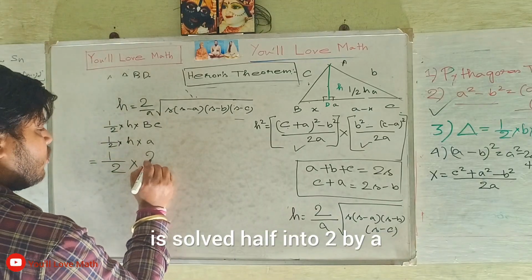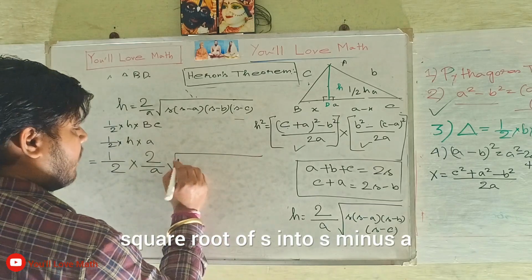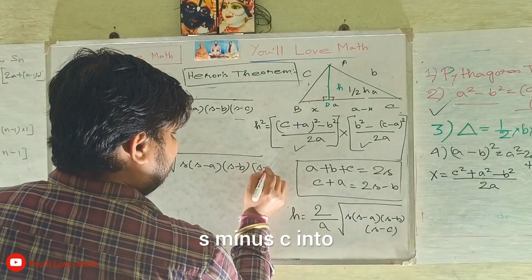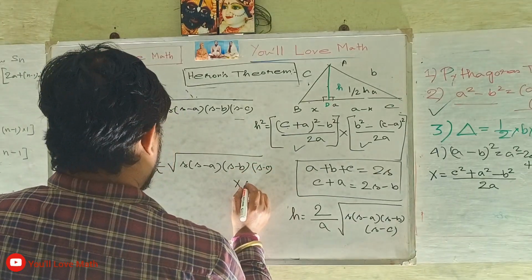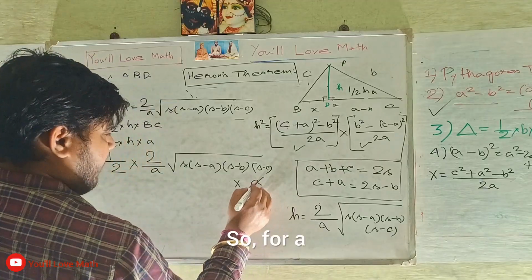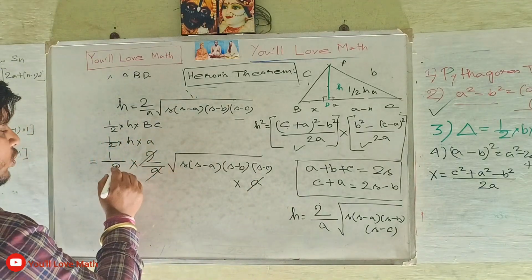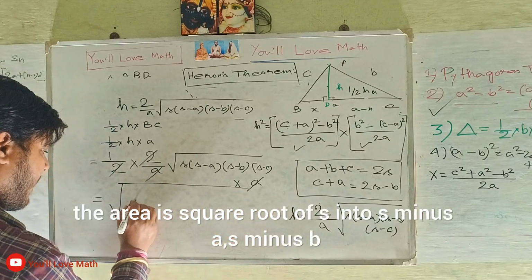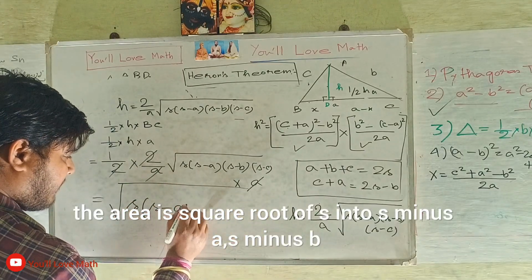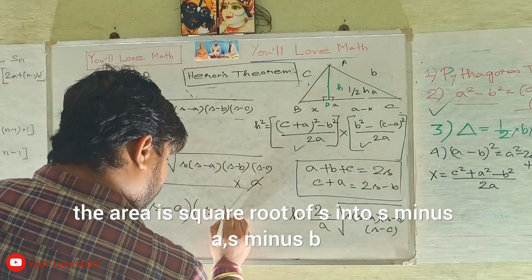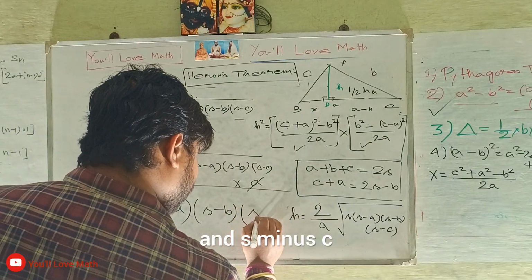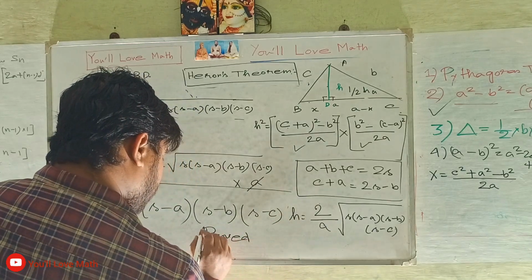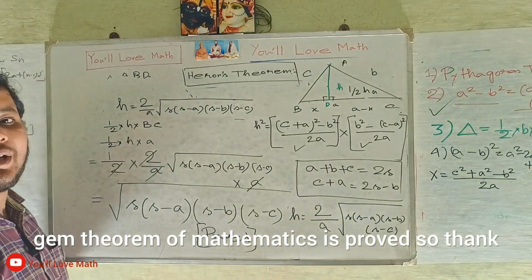Half into 2 by a square root of s into s minus a, s minus b, s minus c, into a. So the a you can cancel out, the 2 and 2 you can cancel out. The area is the square root of s into s minus a, s minus b, and s minus c. So Heron's theorem is proved. A gem theorem of mathematics is proved.